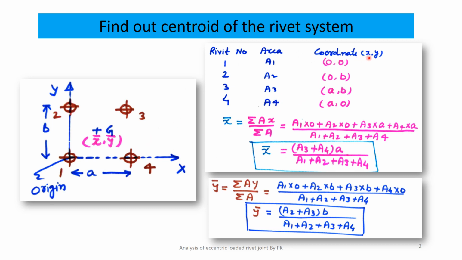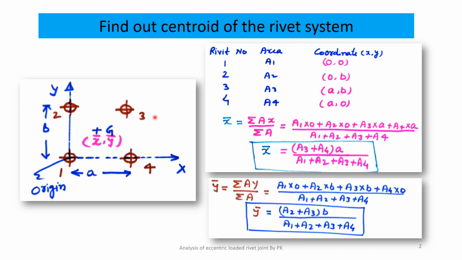Now we have to locate the x and y coordinates of the rivet system. Rivet 1 lies on the origin, so its coordinate is 0, 0. Suppose the distance between rivet number 1 and 4 is A, and the distance between rivet number 1 and 2 is B. So the coordinate of rivet 4 is A, 0. The coordinate of the second rivet is 0, B. So we write down 0, B.